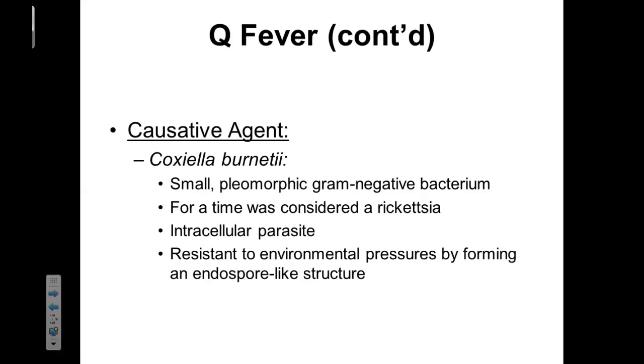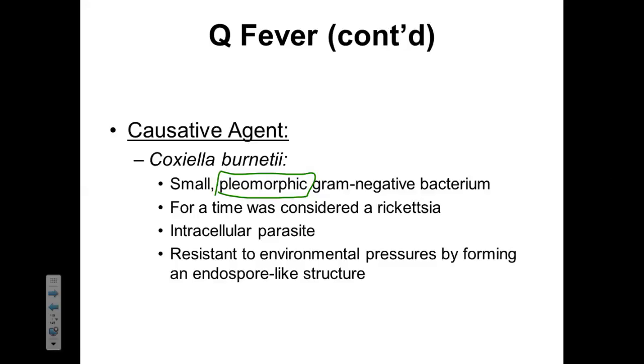This pathogen is Coxiella burnetii. It's a pleomorphic gram-negative bacterium. What do I mean by pleomorphic? I mean that it can alternate body shapes or cell shape. It can be cocci, it can be bacilli, it can be spiral. This is a bacterium that can change shape. For a while it was considered Rickettsia. However, it was recategorized as Coxiella burnetii as more was learned about it.